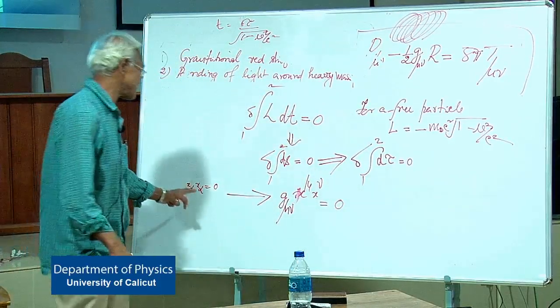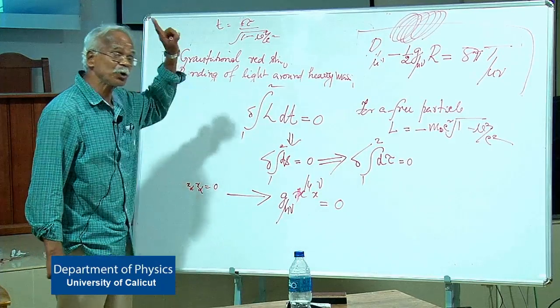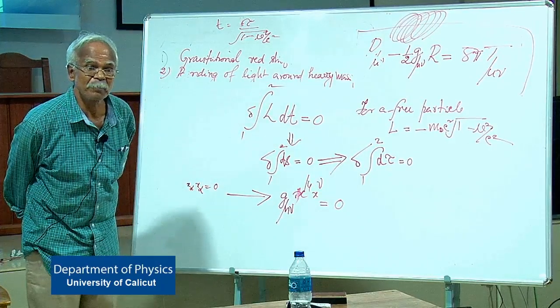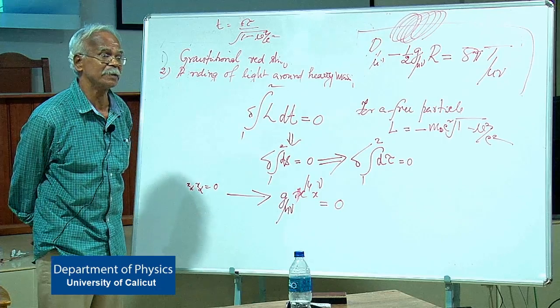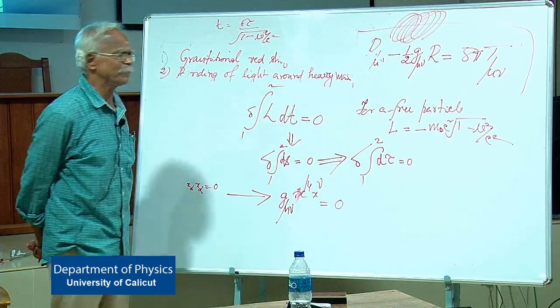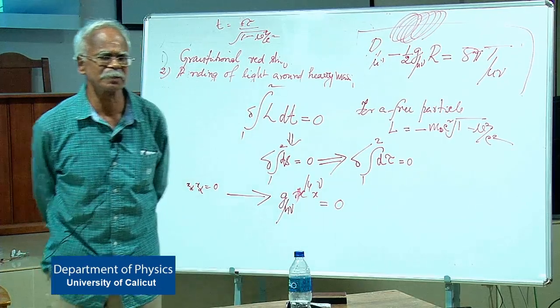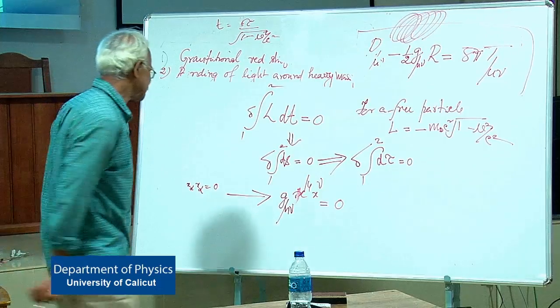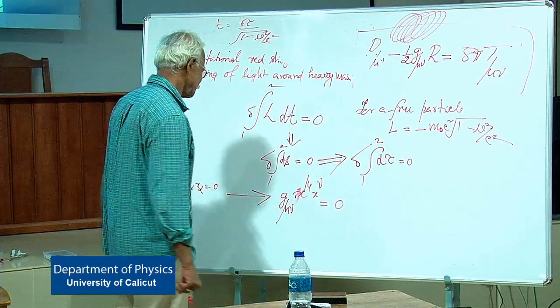This is a null vector. This means, as I told you, x square plus y square plus z square minus c square t square, or dx square plus dy square plus dz square minus c square dt square, that is dx alpha equal to 0.